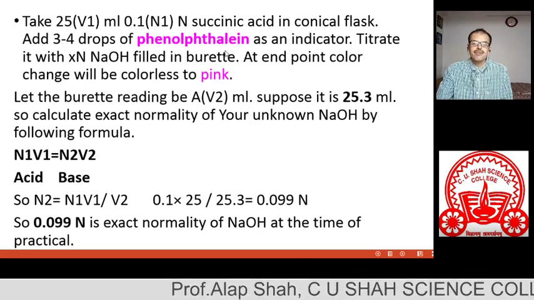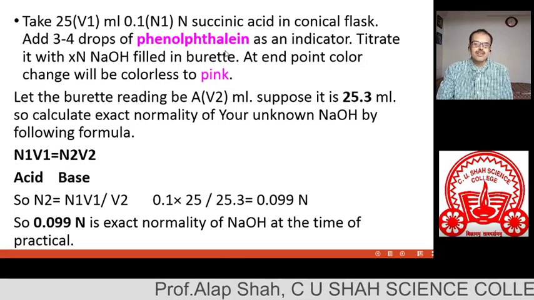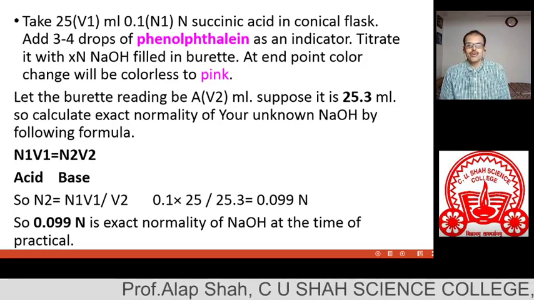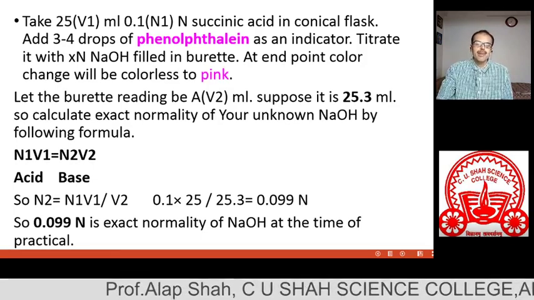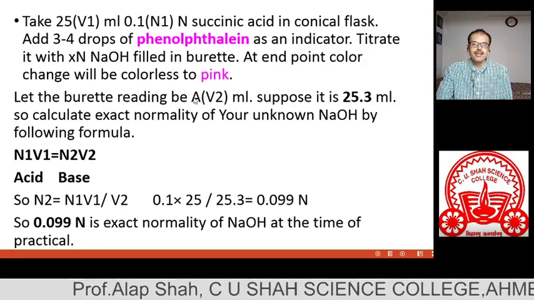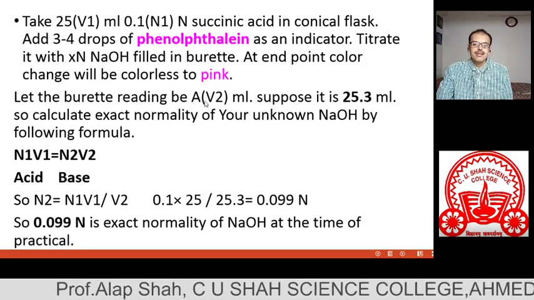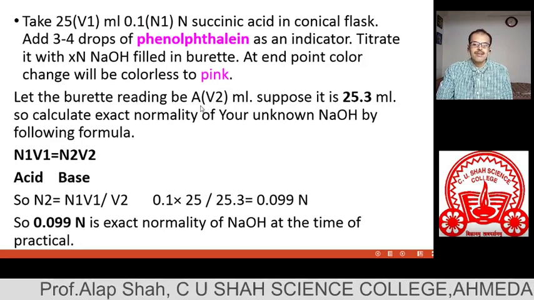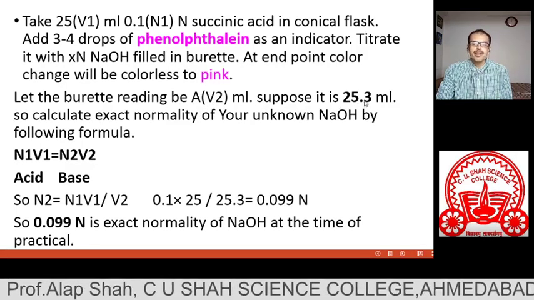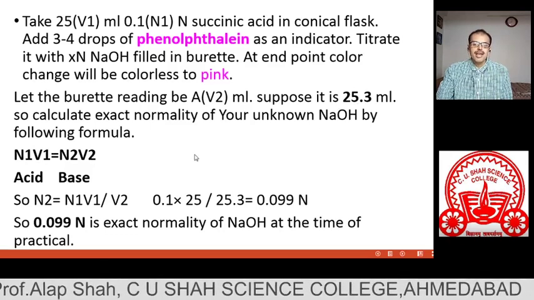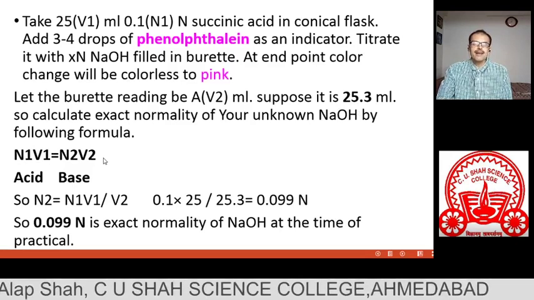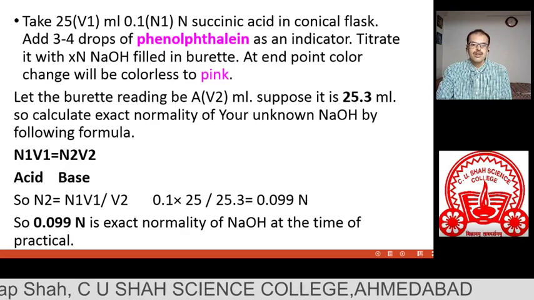Our indicator is phenolphthalein. You know that whenever we titrate it with the unknown solution of NaOH from the burette, at the endpoint the color change would be colorless to pink. Suppose in this experiment we get the burette reading, we will call it V2 ml, let us say 25.3 ml. So with the help of the N1V1 = N2V2 expression, we would calculate the exact normality of NaOH.